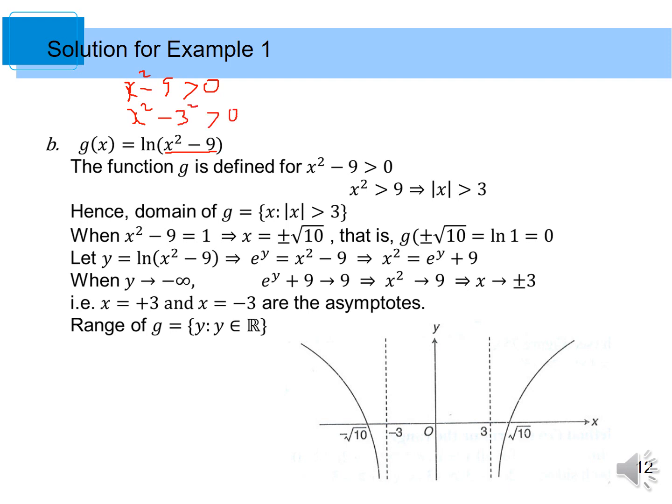And when I factorize, I will have x plus 3 and x minus 3. And from here, I can get my critical values: x equal to negative 3 and positive 3. After I have critical values, I can draw my number line. My x in this value is negative 3 and 3.